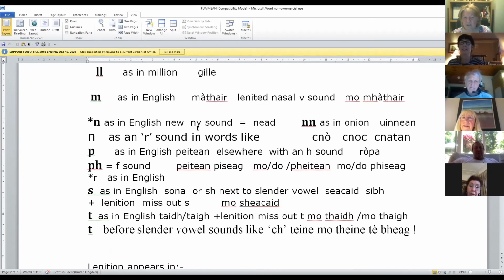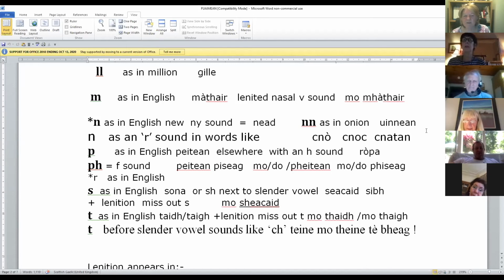N as in English, but next to a slender vowel, it goes NY, ny, niet. And the D like again a th, so niet. Niet is a nest, bird's nest. And then unyan as an onion, unyan. That's an easy one for you.